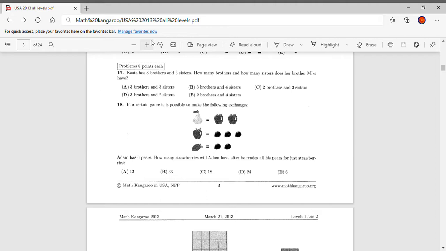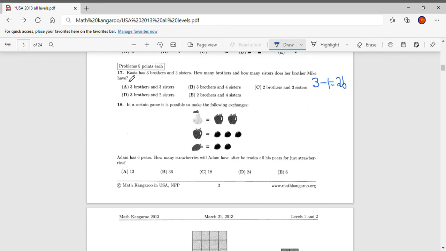Cassia has 3 brothers and 3 sisters. How many brothers and how many sisters does her brother Mike have? To go about this question, we have to know that one of these 3 brothers that Cassia has is Mike. So Mike wouldn't include himself as a brother. So when we do 3 minus 1, we get that Mike only has 2 brothers.